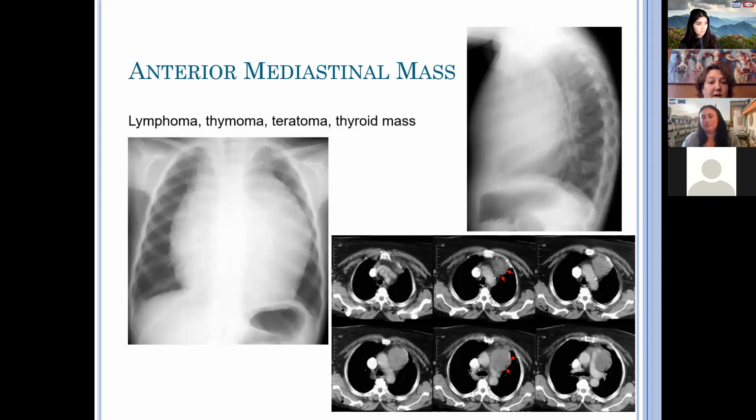We can use a chest x-ray to diagnose an anterior mediastinal mass, such as a lymphoma, thymoma, teratoma, or a thyroid mass. You can see here that something is clearly not right. When you look at the lateral view, you've got something happening here. When you look a little bit closer on CT scan, you can see there's something going on here. It becomes a little bit clearer as we move down in the series, and there's this mass here, which corresponds, well, not exactly to this X-ray because it's really over to the left side.